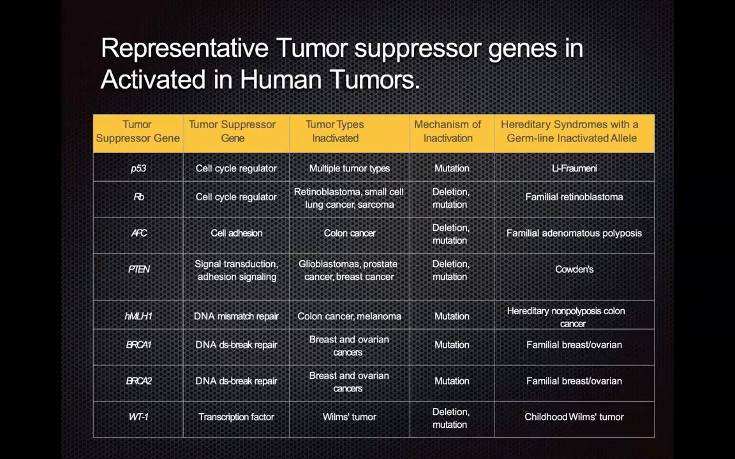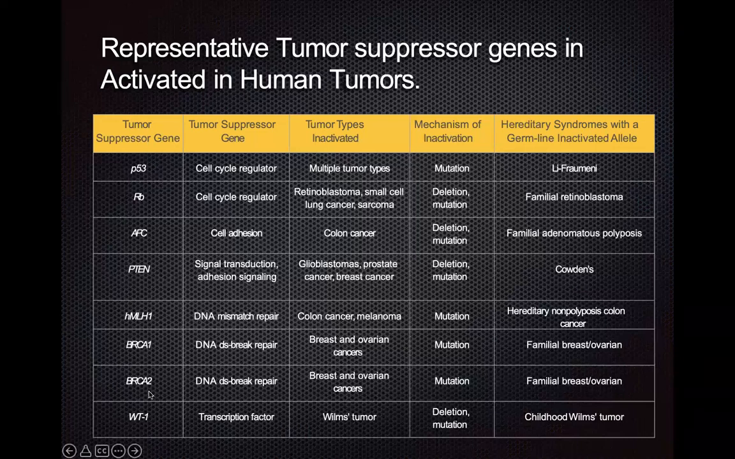So here are the representative tumor suppressor genes inactivated in human tumors. For example, P53 is a cell cycle regulator that is inactivated in multiple tumor types. And how is it inactivated? Through mutations. When the mutation exists, it leads to many diseases. So yeah, it's quite varying.